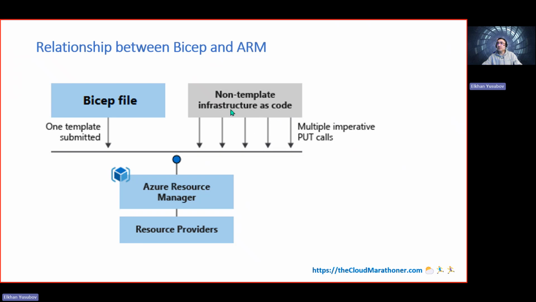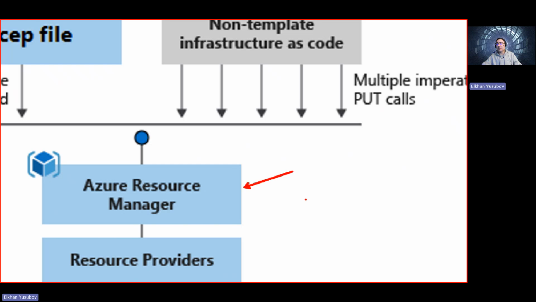Then on the left side, you see non-template infrastructure as code, which means that you can even make HTTPS calls into your ARM layer in order to interact with resource providers and provision, update, change, or create resources within Microsoft Azure. So no matter which tool you are using, under the hood in this Azure Resource Manager layer, keep in mind that all those commands are going to be converted to ARM templates if you are going to modify, update, or create an Azure resource.